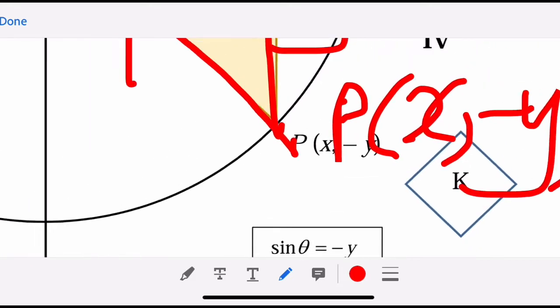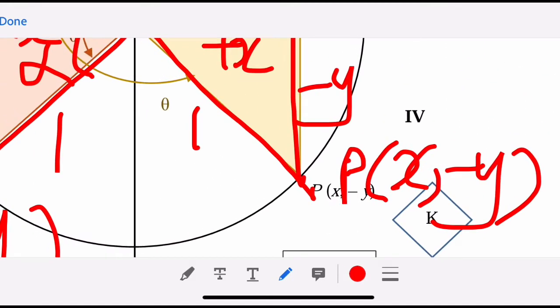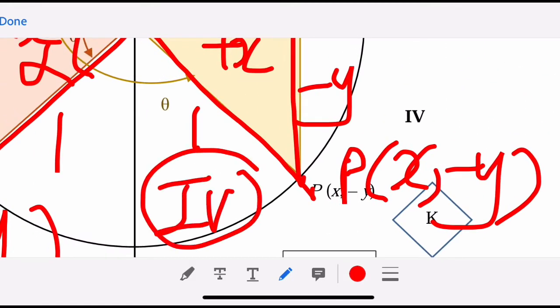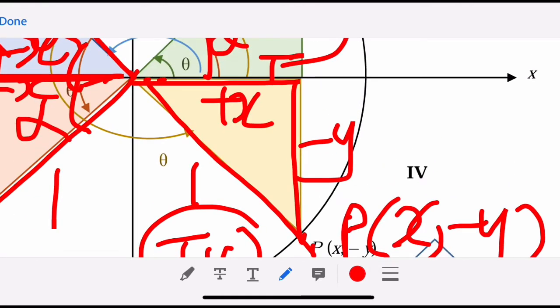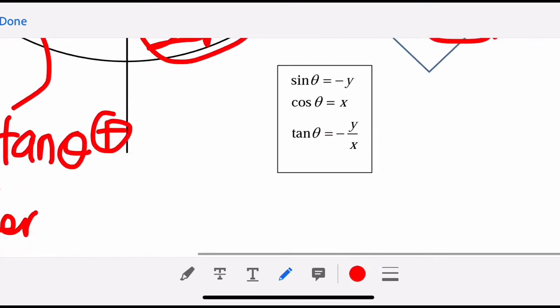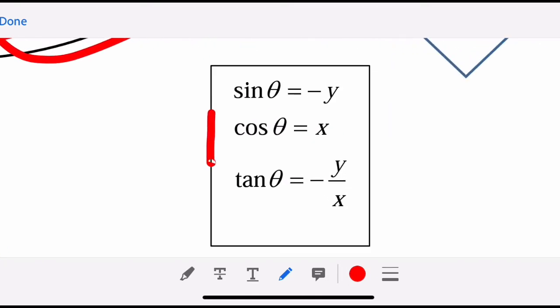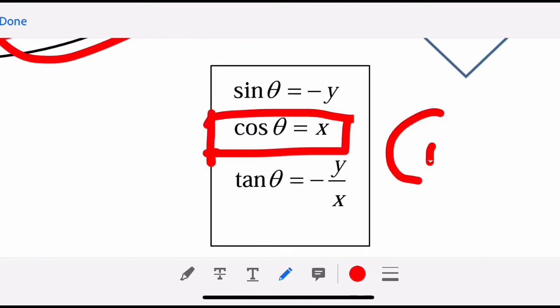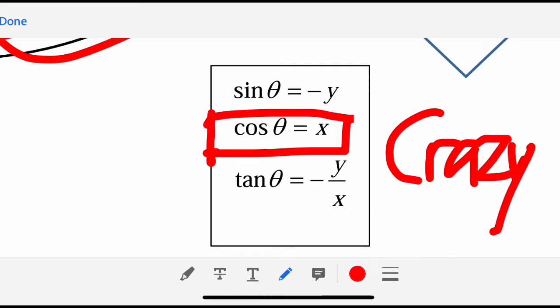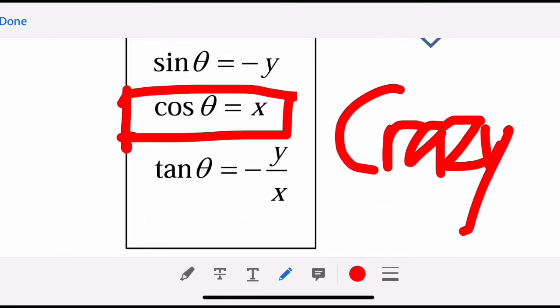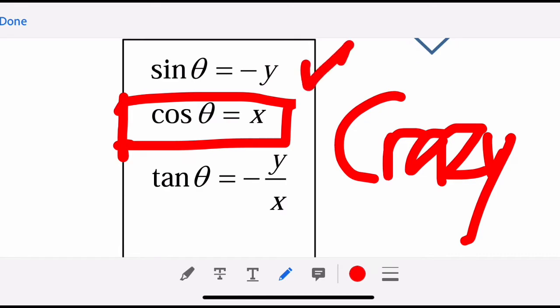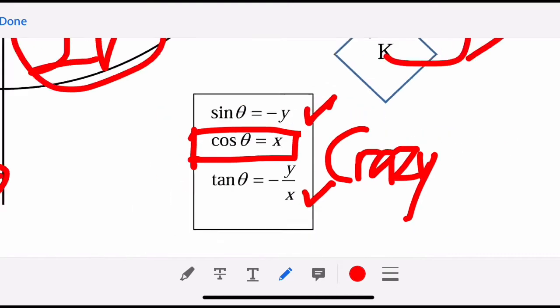And then for the fourth quadrant, you notice that this one is positive, and this is negative, right? That is why the cos is always positive. Okay, that's why you say crazy or cute or charming or whatever you like. But sine and tangent will be negative.